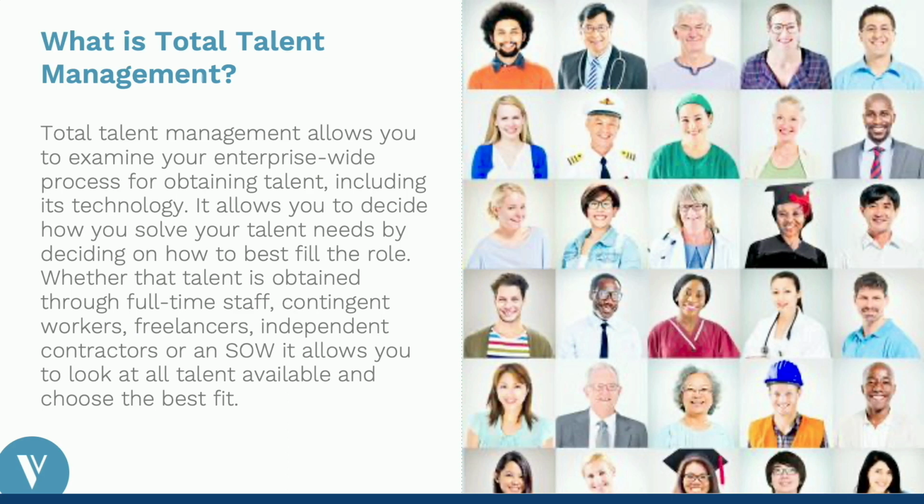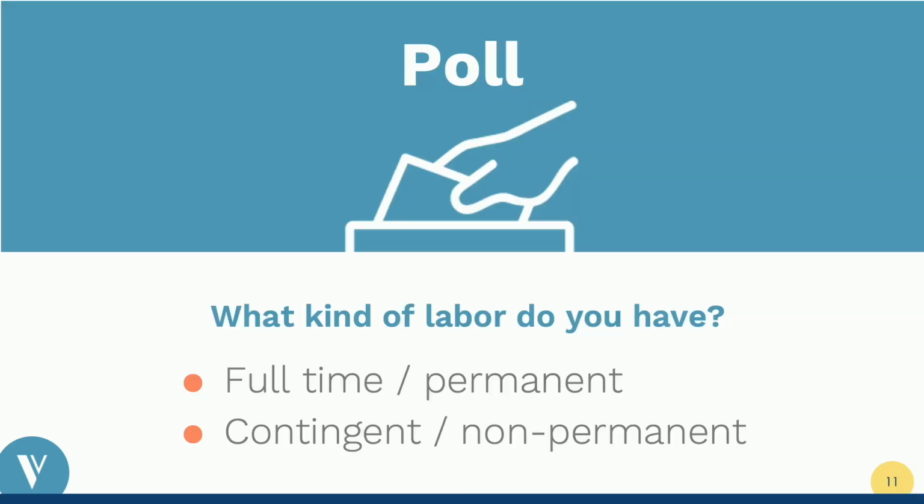It allows you to solve the problem of your talent needs by deciding how to best fill the role. You're really looking at contingent as well as your independent contractors, as well as your regular recruiting management systems. So whether you're looking for full-time talent, contingent, freelancers, independent contractors, or even dealing in the SOW space, it allows you to look at all the talent that's available and actually choose the best fit for the job that you have open.